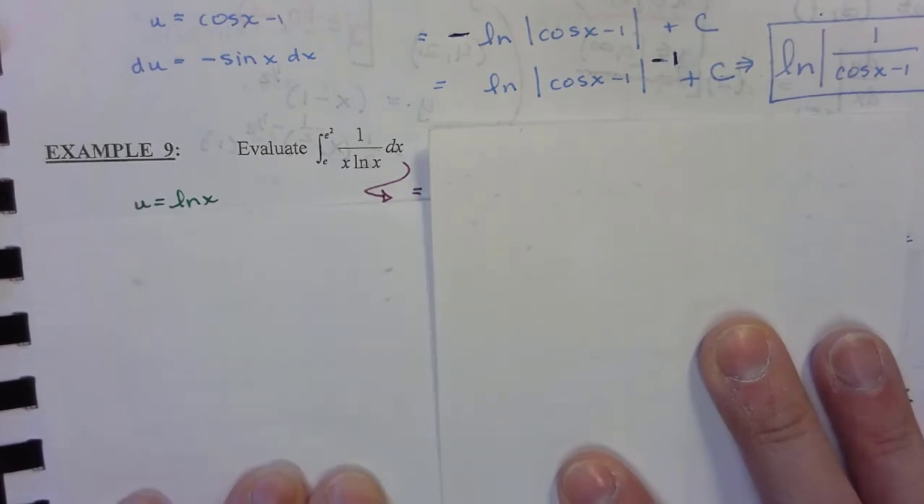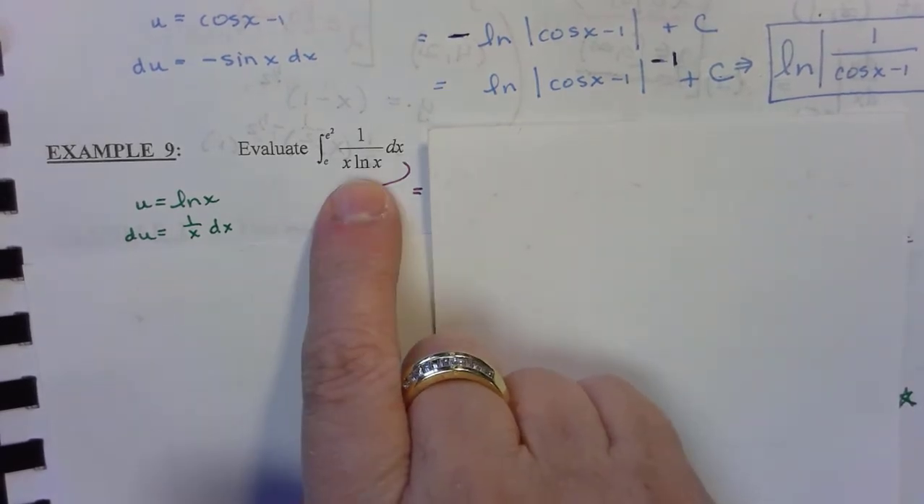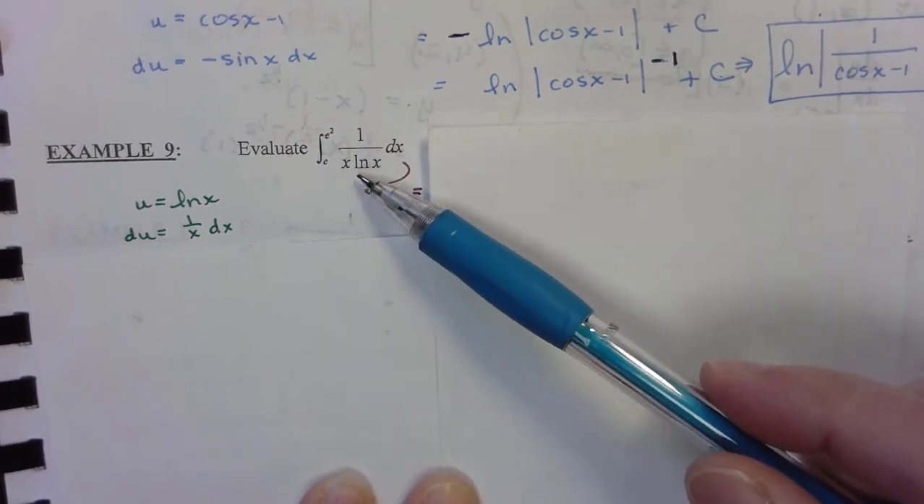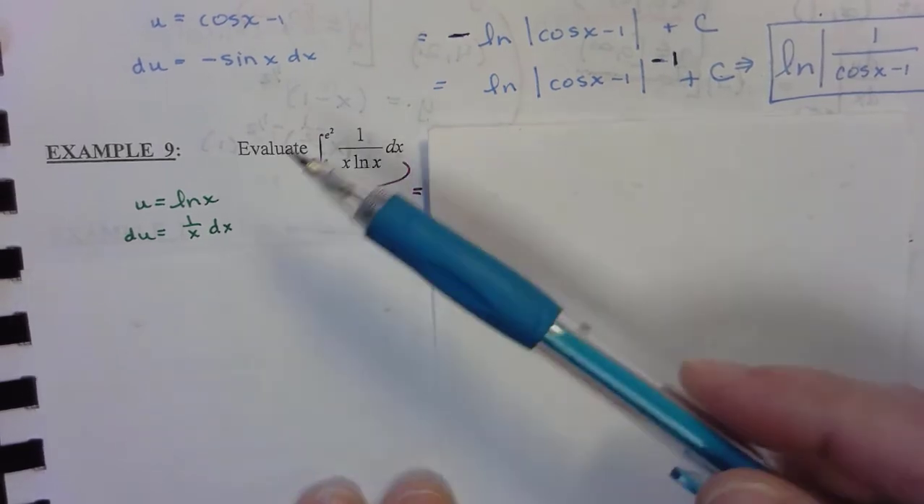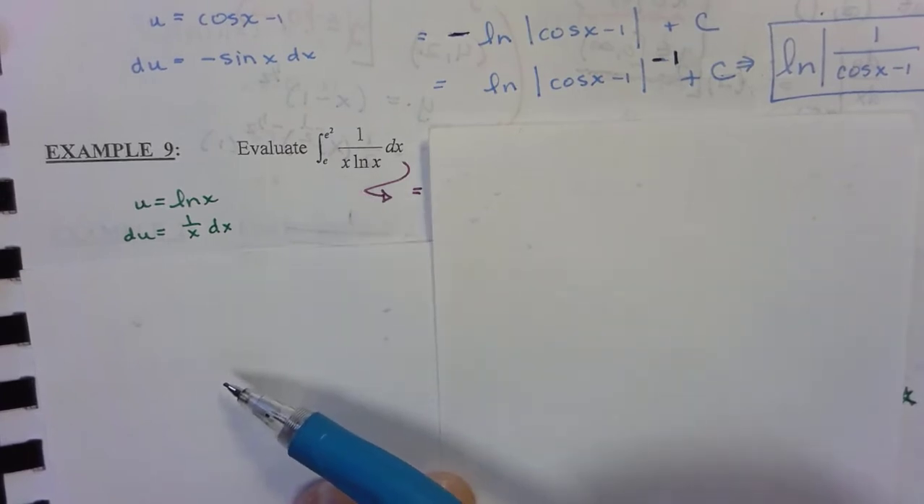Now we're going to do a definite integral. Again, our u is natural log of x. Our du is 1 over x dx. I have that. So you need to start recognizing that when you see 1 over x ln x, you actually have the 1 over x over ln x situation that we talked about in example 6.